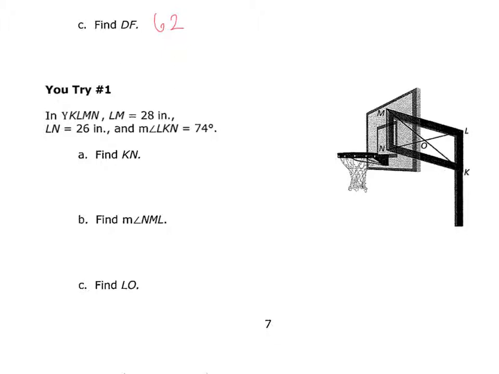Okay, this time it says that in parallelogram KLMN, LM is 28. Okay, so let's label that. Top one is 28. LN, so the diagonal, is 26. And angle LKN is 74 degrees. So LKN is 74 degrees. And our first goal is to find KN. What is that length? Well, once again, you have congruent sides when they're across from each other. So KN would be 28.